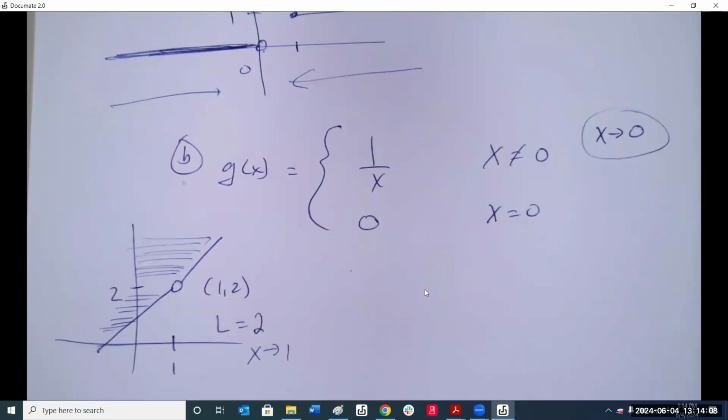Was it up to including 2, or is it? Not including, it just has to be up to. This has to approach that value.